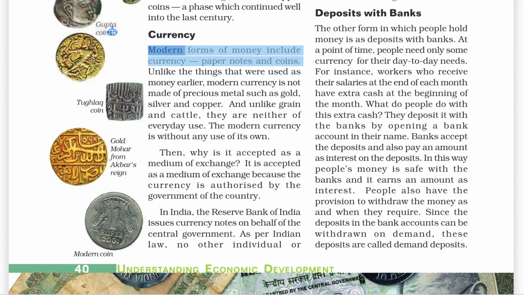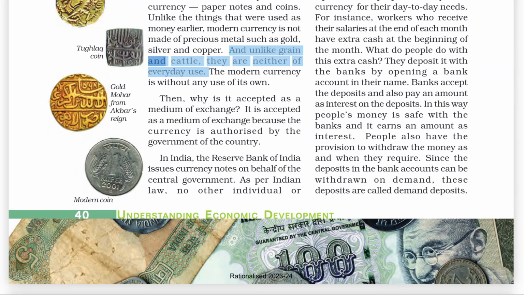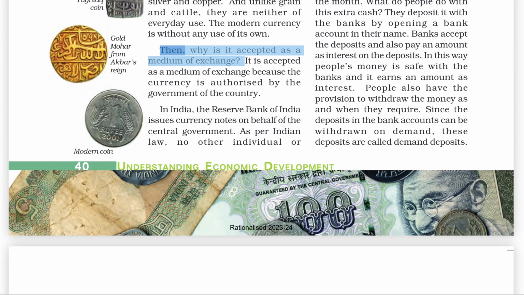Currency. Modern forms of money include currency, paper notes, and coins. Unlike the things that were used as money earlier, modern currency is not made of precious metals such as gold, silver, and copper. And unlike grain and cattle, they are neither of everyday use. The modern currency is without any use of its own. Then why is it accepted as a medium of exchange?